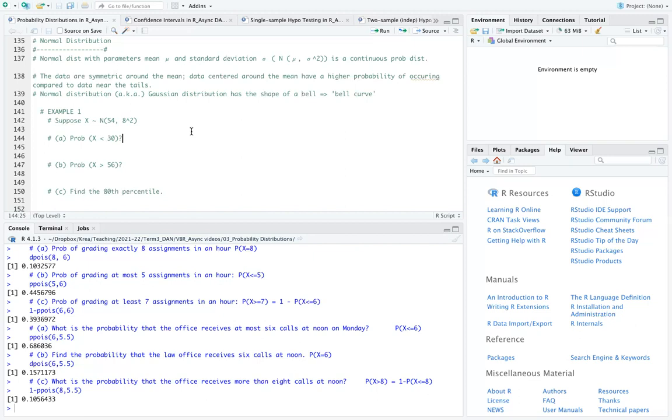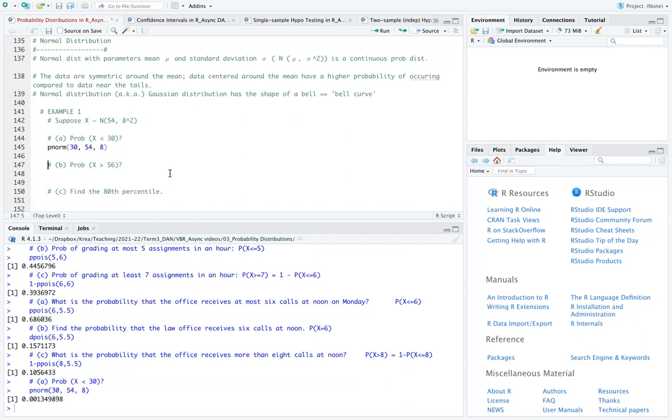So when X is normally distributed with mean mu 54 and sigma 8, what's the probability that X is less than 30? Here the prefix is P, followed by the name of the distribution, which is norm, open brackets. Q here is 30. The second argument is the mean. The third argument is the standard deviation. Now let's press Control Enter, and we get the answer as 0.00135. That's the probability that X is less than 30.